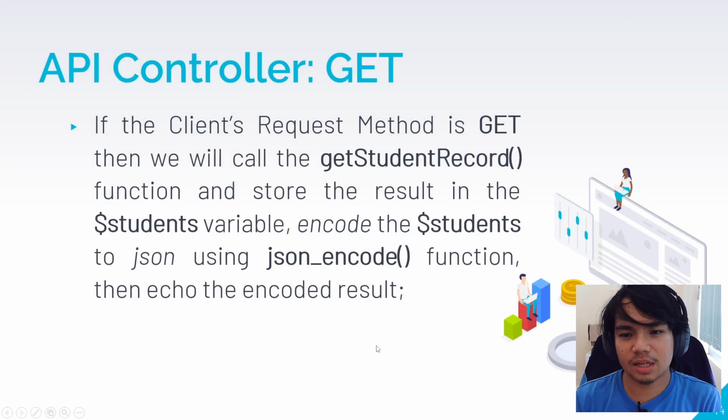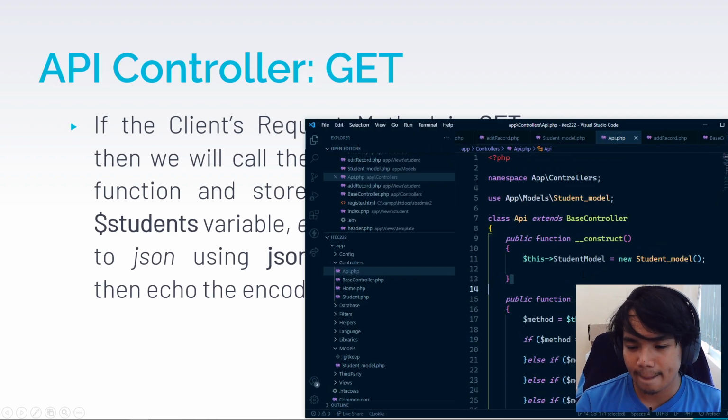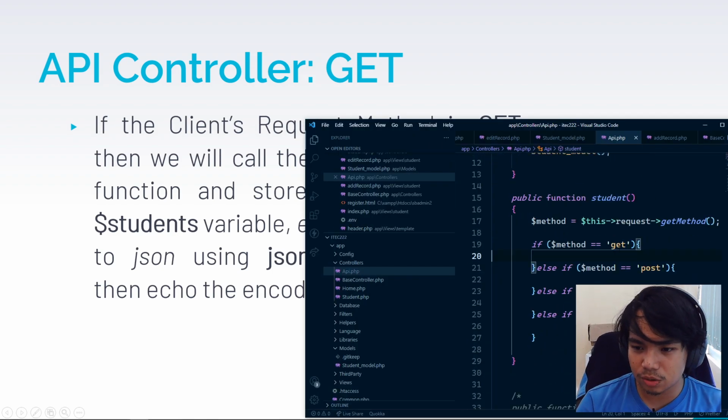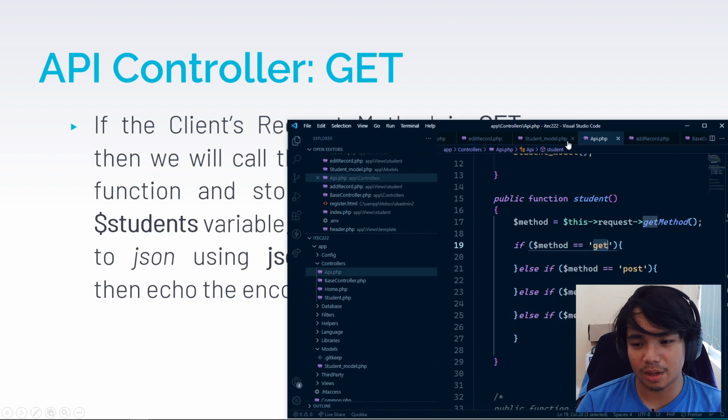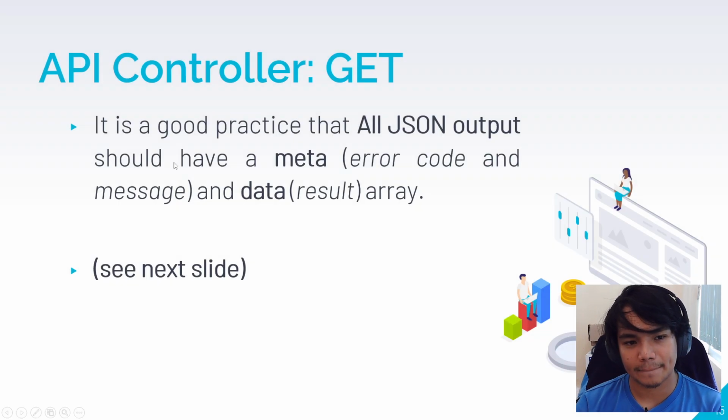So if the client's request method is GET, then we will be calling the get student record function and store the result in the students variable, encode the students to JSON using the json_encode function, then echo the encoded result. If the client is using an HTTP GET method, that means they want to get the student records.